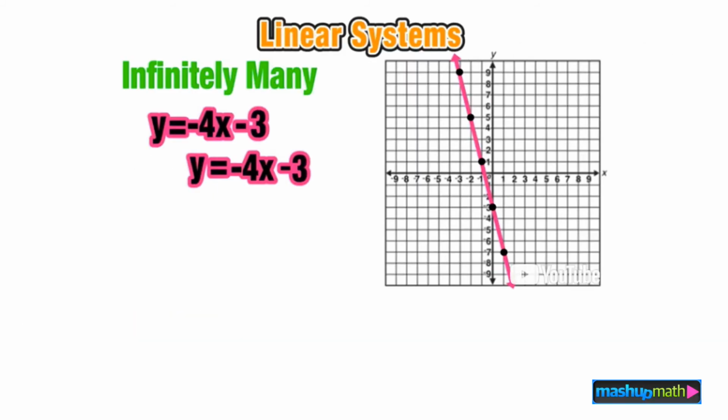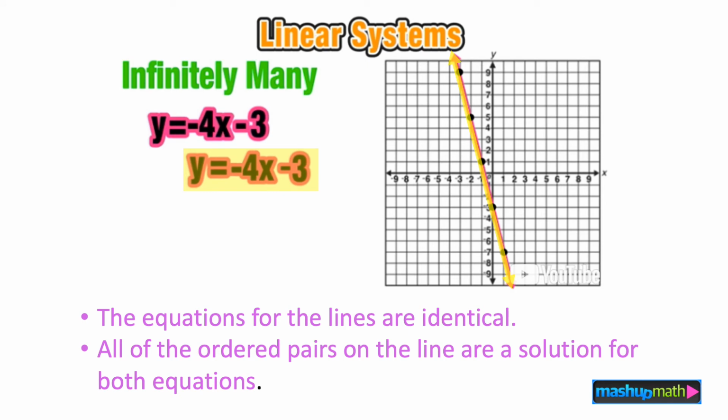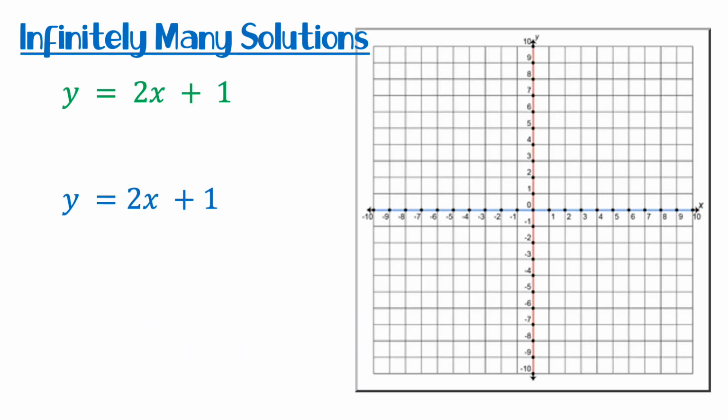In this example, we'll look at infinitely many solutions. See that both equations are identical. y equals negative 4x minus 3 and y equals negative 4x minus 3. They have the same slope and the same y-intercept, so they are the same line. The equations for the lines are identical. All of the ordered pairs on the line are a solution for both equations, so no matter which point we select on the line, it will satisfy both equations.